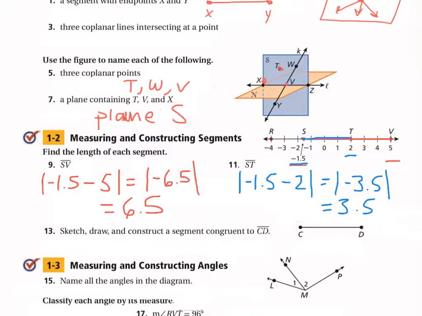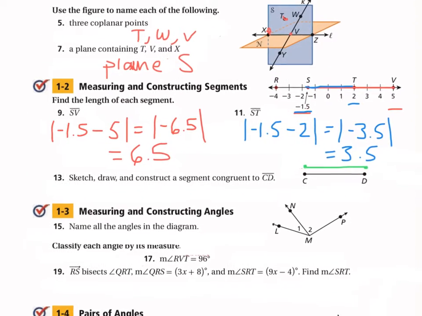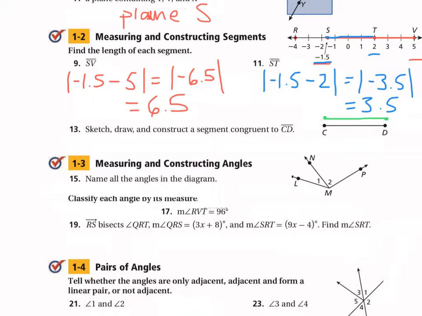Number 13, sketch, draw, and construct a segment congruent to CD. So we would just draw a line that is the same length as CD. We would draw a segment that's the same length. So we would have to have 2 endpoints on this green line.